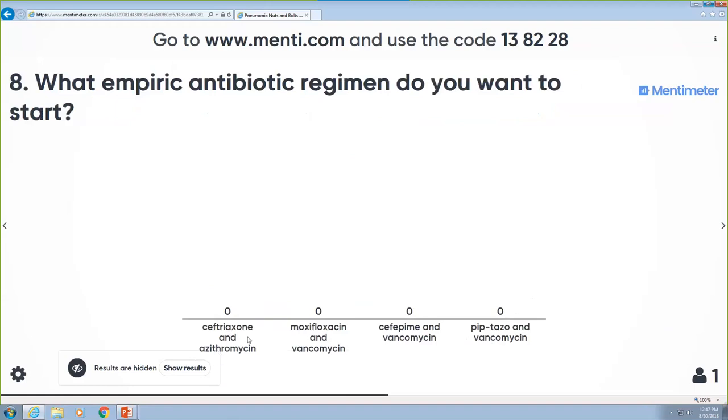Once again, this is your basic coverage for community-acquired pneumonia. Switching to moxifloxacin and vancomycin adds some MRSA coverage if you choose to cover her for that. Cefepime and vancomycin covers both Pseudomonas and MRSA, but you lose your atypical coverage. And then piptazo and vancomycin, we're covering for aspiration, Pseudomonas, and MRSA. So think about what you're worried about based on the presentation that I gave you. I'll give you 10 seconds.